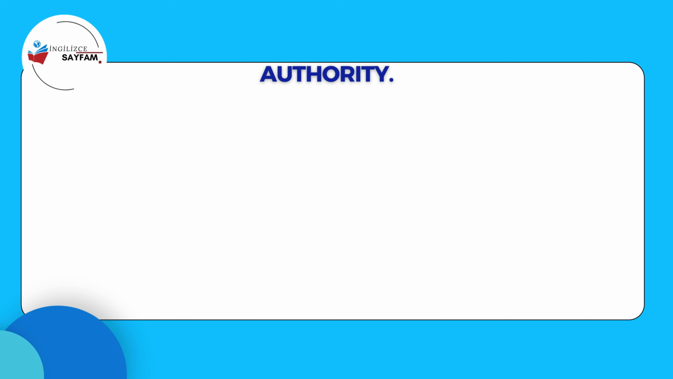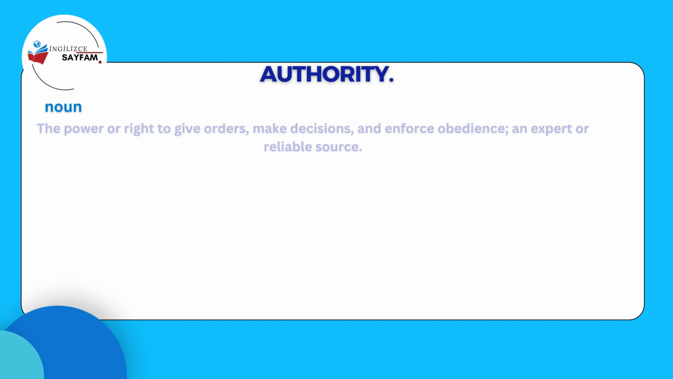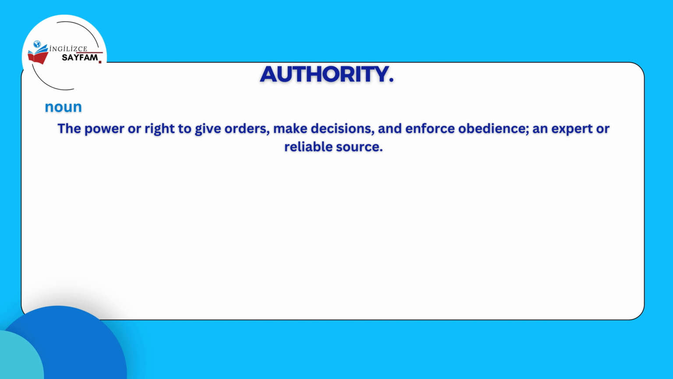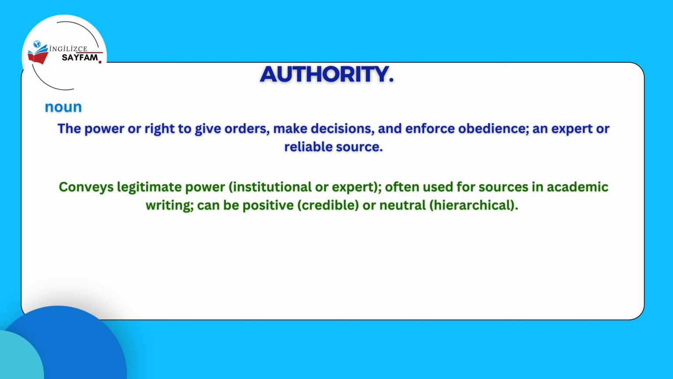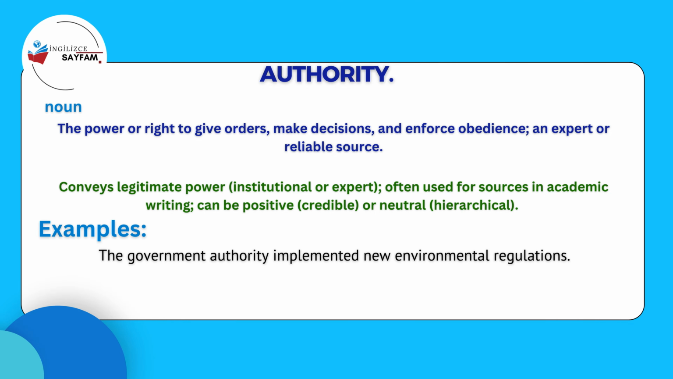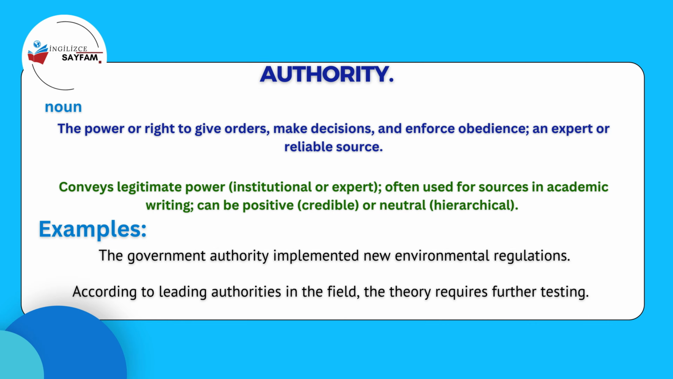Authority. Noun. The power or right to give orders, make decisions, and enforce obedience. An expert or reliable source. Conveys legitimate power, institutional or expert, often used for sources in academic writing. Can be positive or neutral, hierarchical. Example: the government authority implemented new environmental regulations. Or, according to leading authorities in the field, the theory requires further testing.